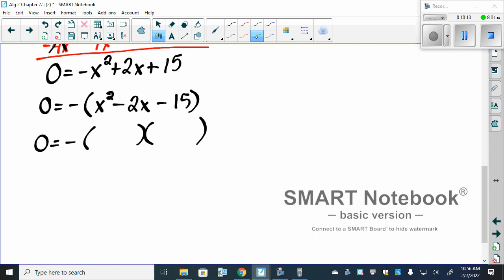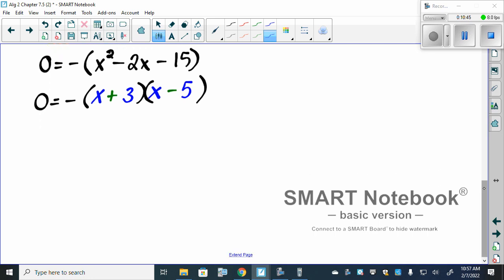Now, since the 15 is negative, our signs are going to be opposite. One's going to be positive and one is going to be negative. Well, the factors of x squared are x and x. And the factors of 15 that we want, 5 and 3. And the 5 is with the minus, yes. Any questions on how we got to this point here?